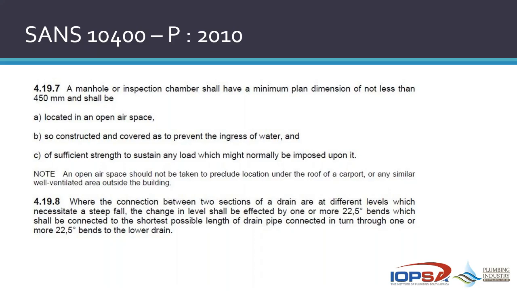Where the connection between two sections of a drain are at a different level that necessitate a steep fall, the change in level shall be effected by one or more 22.5/16 bends, which shall be connected to the shortest possible length of pipe, connected in turn through 1 or 2 more bends to the lower drain. In other words, an offset. We'll have an example of that coming up shortly, but basically you need to have as long a radius with as short a piece of pipe between those two sections of pipe.